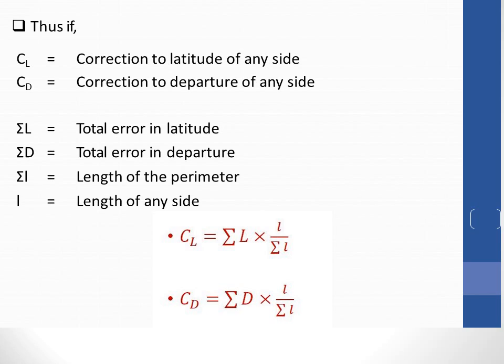So when converting our equations into symbols, we can write it as CL equal to sigma L, or summation L, into small l by summation l, and CD equal to summation D into l by summation l. Just keep it in your mind. The right side is the same: l by summation l, length by perimeter. Here, if it is latitude, you have to keep the total error in latitude. If you are doing correction for departure, you have to keep the total error in departure.